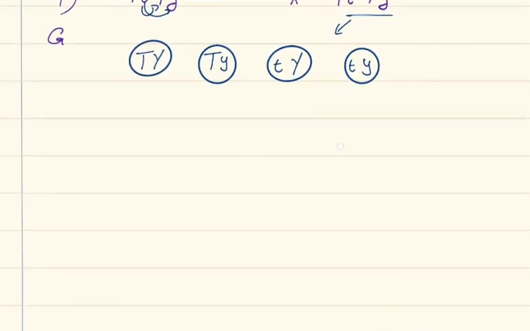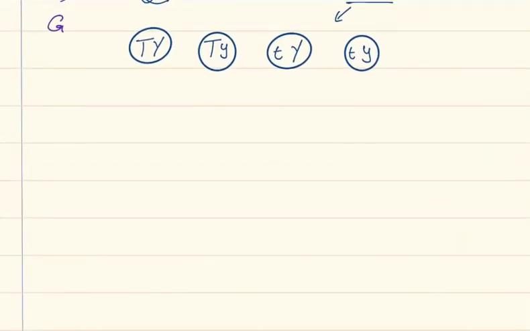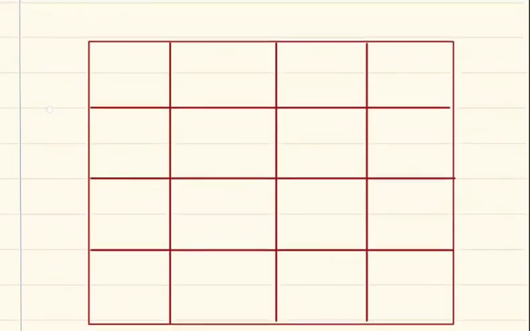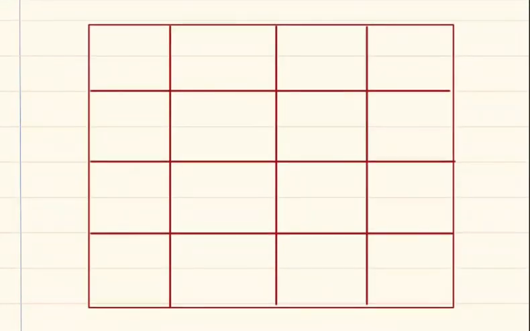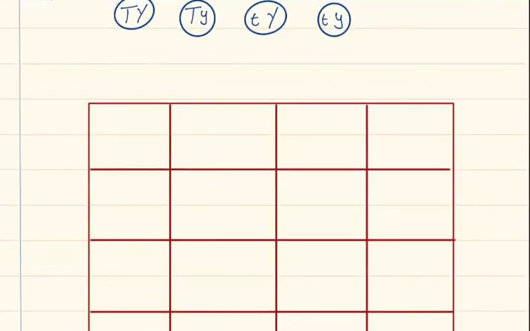Now we need to make a Punnett square. But how many columns and how many rows is it going to contain? The columns and rows are going to be according to the number of gametes. So here 4 gametes, I'm going to have 4 columns and 4 rows. So this is the Punnett square. It is going to contain 4 columns and 4 rows.